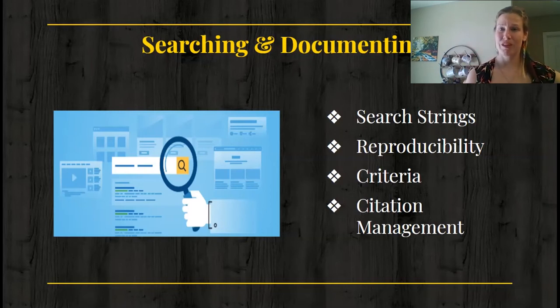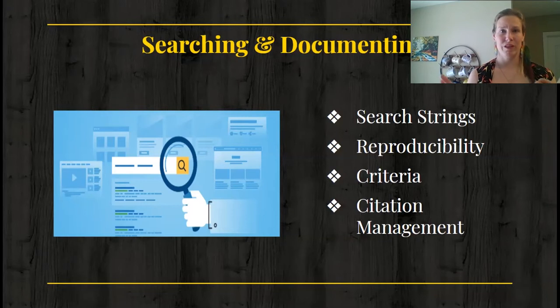Part of that reproducibility is also keeping track of your criteria. And we use something called inclusion and exclusion criteria. So your inclusion criteria, these are the things that you're trying to look for. And your exclusion criteria is usually the flip side of that coin, the things that you're not going to include. An example of this might be the date range.